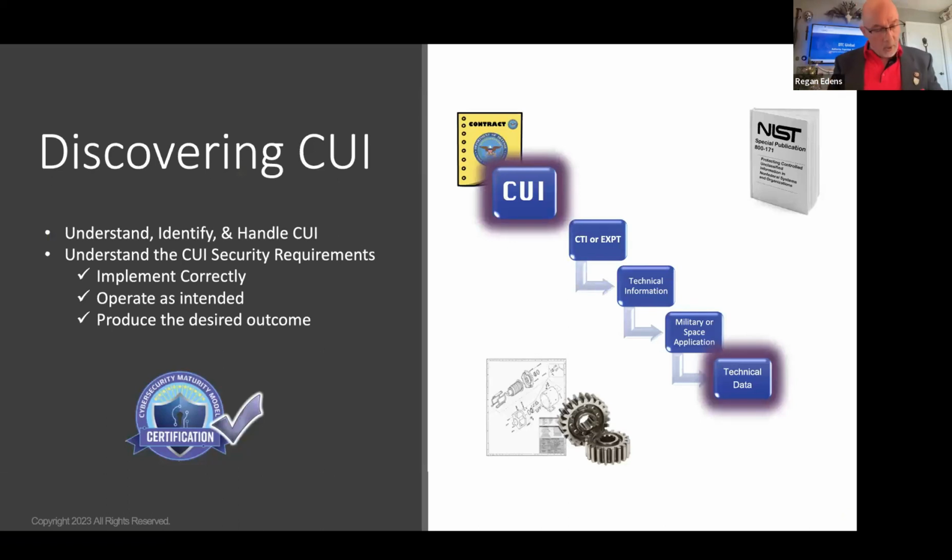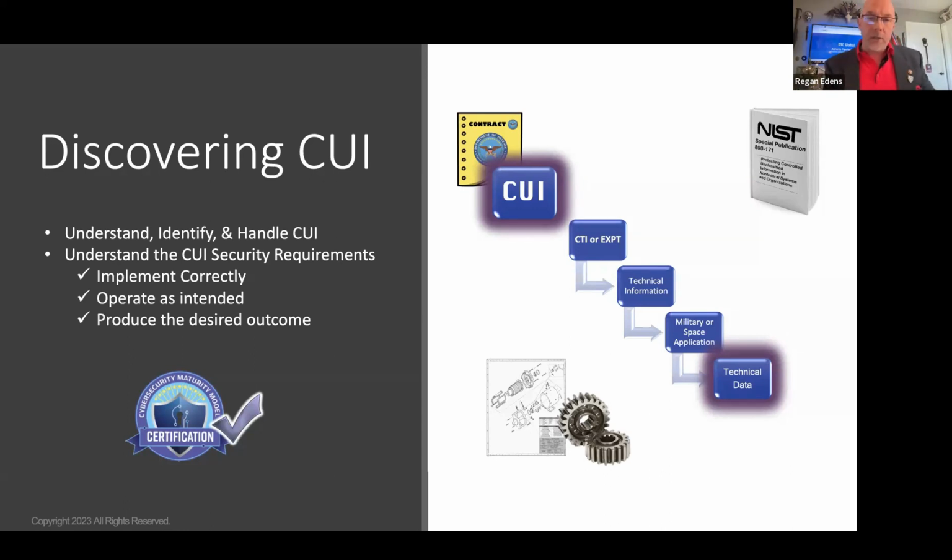So if that's true, and I promise you it is, understanding how to identify and handle CUI is the cornerstone for understanding the security requirements, because I have to follow the CUI guidance in order to properly implement the security requirements. And that's true. And in order to do that, I have to ensure that the CUI security requirements are implemented correctly. They are operating as intended in order to produce the desired outcome. The desired outcome is not what's written, not in addition to what's written in the NIST 800-171. It's in order to satisfy the requirements within the DoD policy, or satisfy the requirements within the 32 CFR if the DoD policy doesn't add additional requirements.